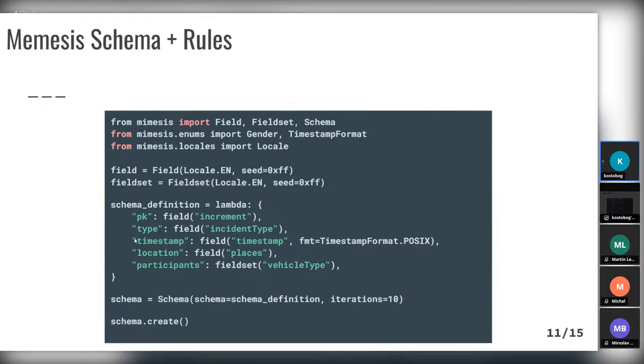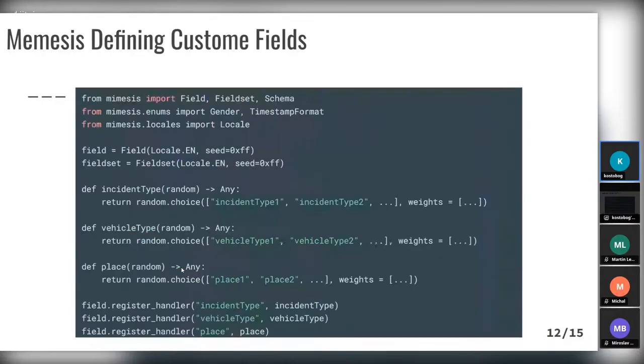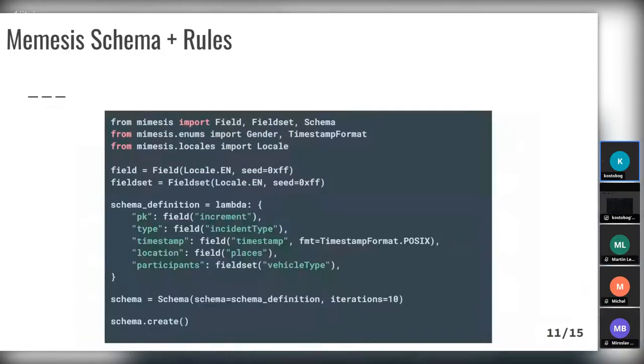Okay, so what are the fields? We have primary key, we have the type of the incident. Then we have the location, the timestamp, and the participants. And then we use this schema to generate 10 rows. And that will be generated randomly, right? There is no fitting of sample data.